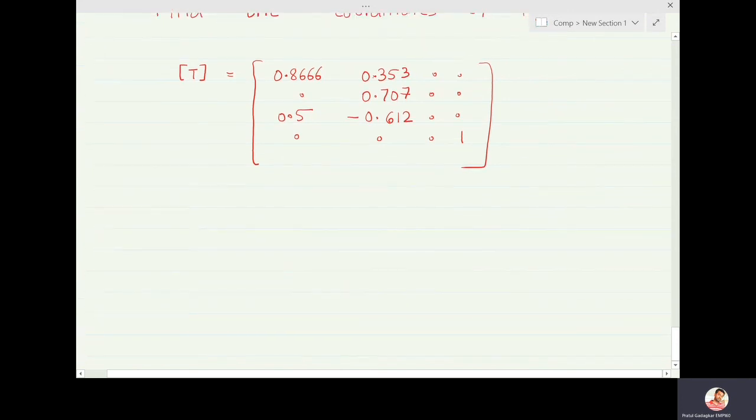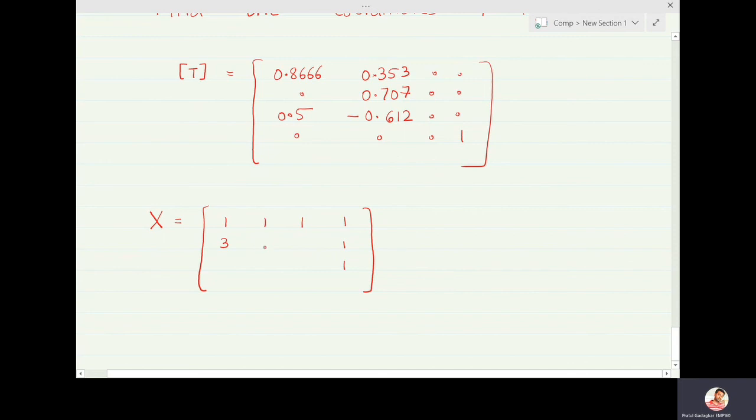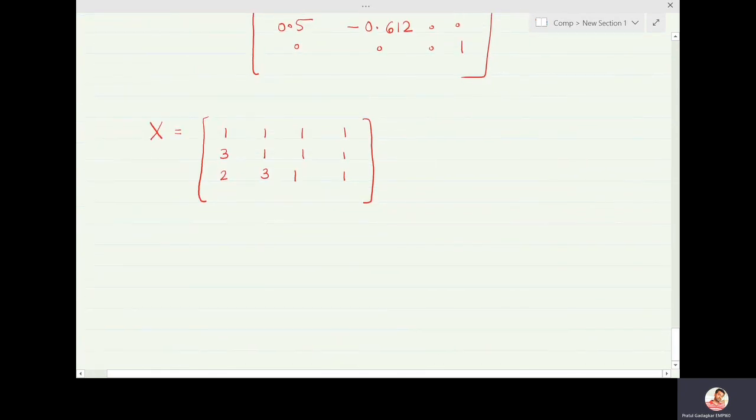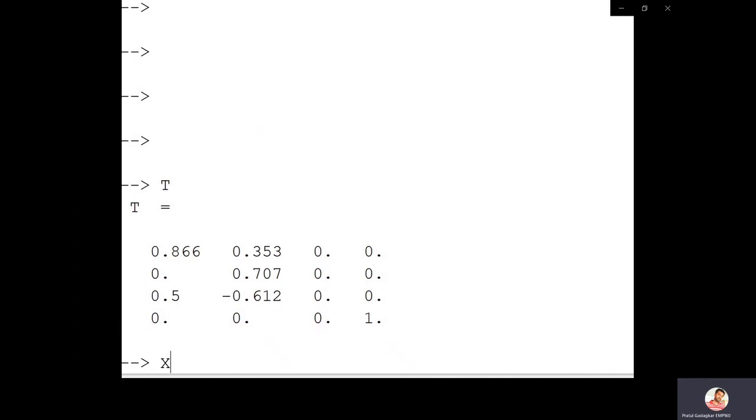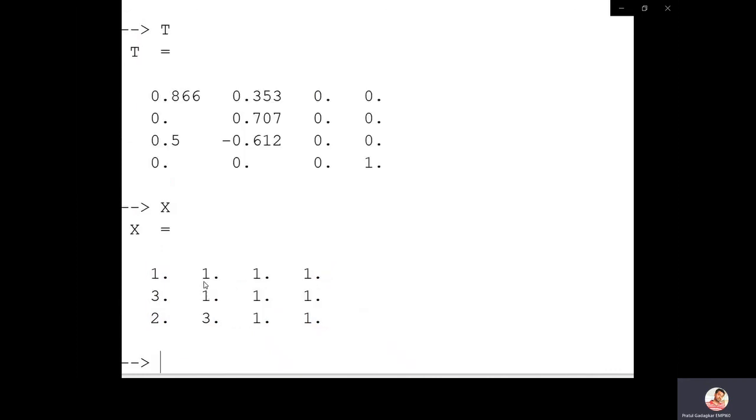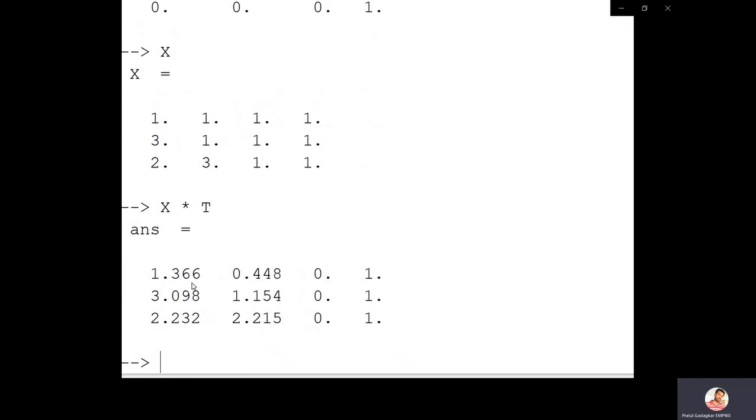When I want to find the image, we know the object X. What is our object? Our object is the triangle ABC, which has the coordinates: A is 1, 1, 1, the coordinates of B are 3, 1, 1, and the coordinates of C are 2, 3, 1. And then what is the image? The final image X dash is going to be XT. This is the matrix T, and this is the object X, which has 1, 1, 1, 3, 1, 1, and 2, 3, 1. Let me now calculate the product. X times T will be the final image, which we denote by X dash.